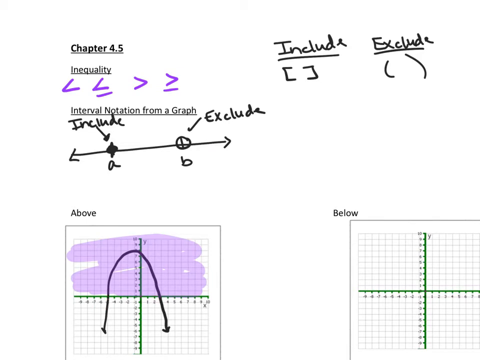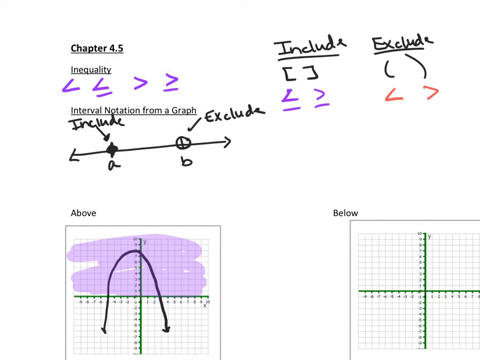Then based on the symbol, remember we were talking about including and excluding, we include when the symbol is either less than or equal or greater than or equal. The equal part tells me to include and to use brackets for the number line. We're going to exclude if we have the symbol that's greater than or less than. And so if we're looking at above, we're going to make that number line.